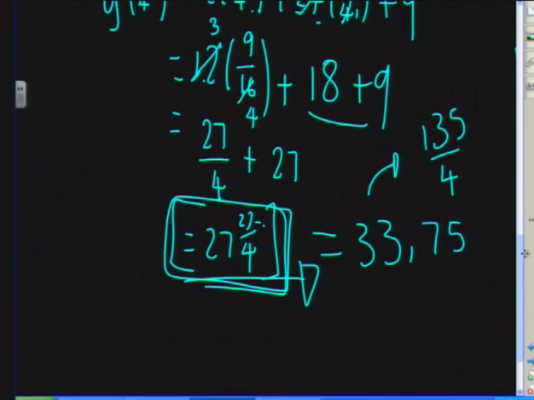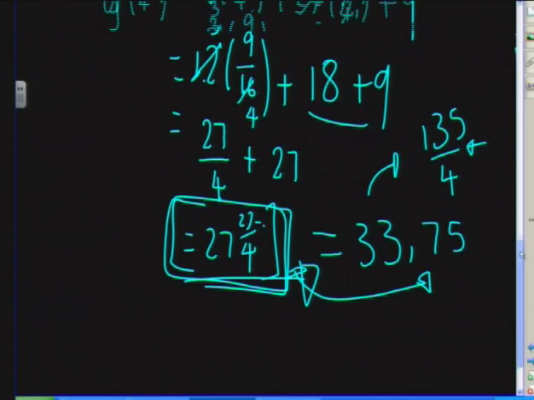So I simply, on my calculator, took that and said, what is that as a decimal? And we got 33,75. And we can write it, obviously, as a mixed fraction as 27 and 27 over 4, or as an improper fraction as 135 over 4. You can leave it in any one of these states.